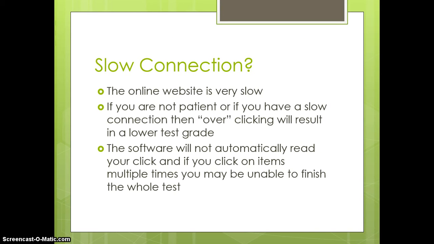As you saw before, there are 5 softwares that have to be up to date and running, so sometimes the online website is very slow. If you are not patient, or if you do have slow connection, over-clicking can result in a lower test grade. Even if you are clicking on the exact same spot, the Greenway software will count only the last click correct. So you do want to make sure that you give the computer an opportunity to catch up with you. Sometimes it doesn't automatically read your click, and if you click on items multiple times, you will be unable to finish the whole test.